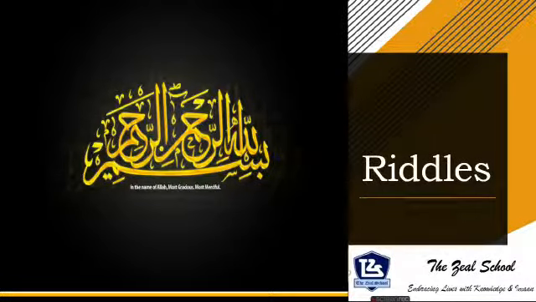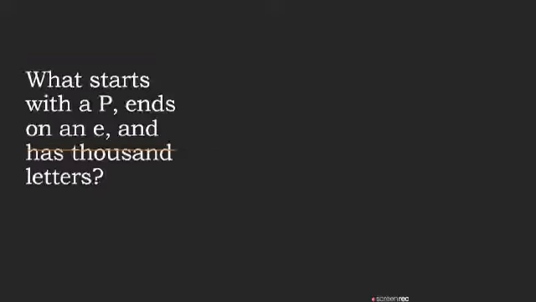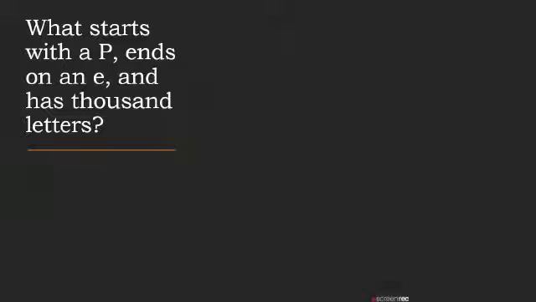Okay, today we will solve riddles. So, our first riddle is, what starts with a P, ends on an A, and has 1000 letters? Okay, think about it. We have a thing which starts with P, ends on an A, and it has 1000 letters. What is it?